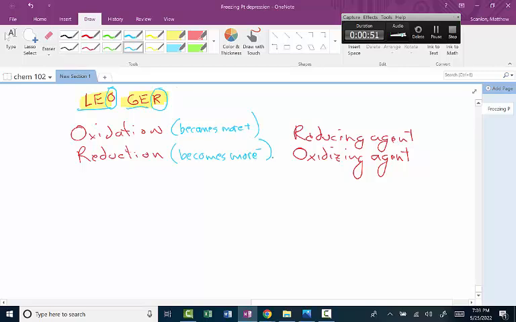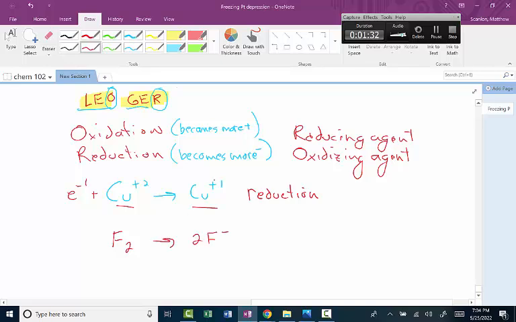And we'll do a couple reactions here. Cu2+ goes to Cu+. We want to know if that's oxidized or reduced, and that's clearly a reduction process because it became more negative. It gained an electron. To balance it, I would write plus an electron. Here's another one. F2 goes to 2F-, and that clearly is another reduction because it became more negative. It gained electrons. I'd have to add 2 electrons on.